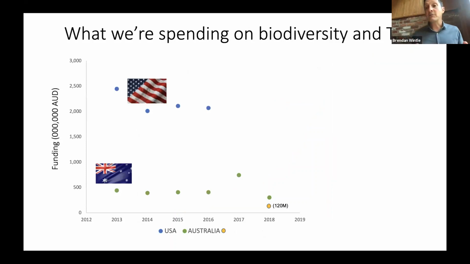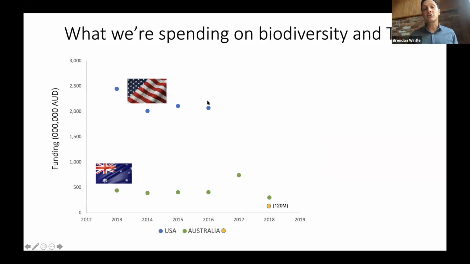So what are we spending and why is it not enough? Here's the United States budget here in millions. You can see that on average across years, they're spending about $2 billion a year targeted towards threatened species conservation. Down here is Australia's budget: $500 million a year, our total Commonwealth environment budget.